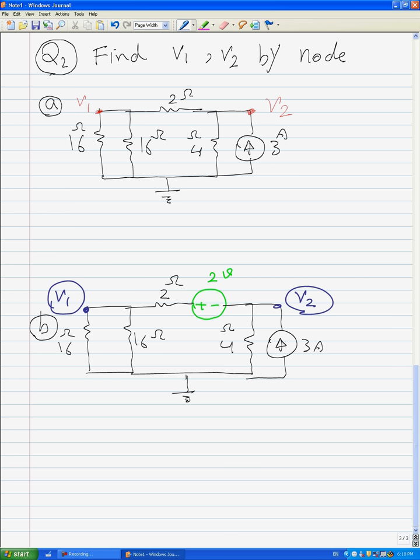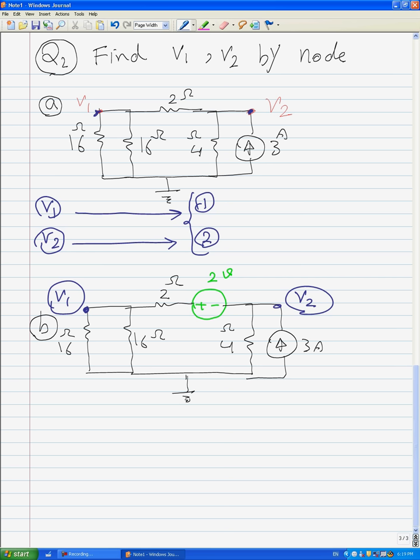Please solve the question only by the current divider. It's easy, but now we want to solve the question by the node procedure. Again, to clarify, we have two unknowns here, V1 and V2, and for two unknowns we need two equations. Equation 1 is obtained in node 1, and equation 2 is obtained in node 2.